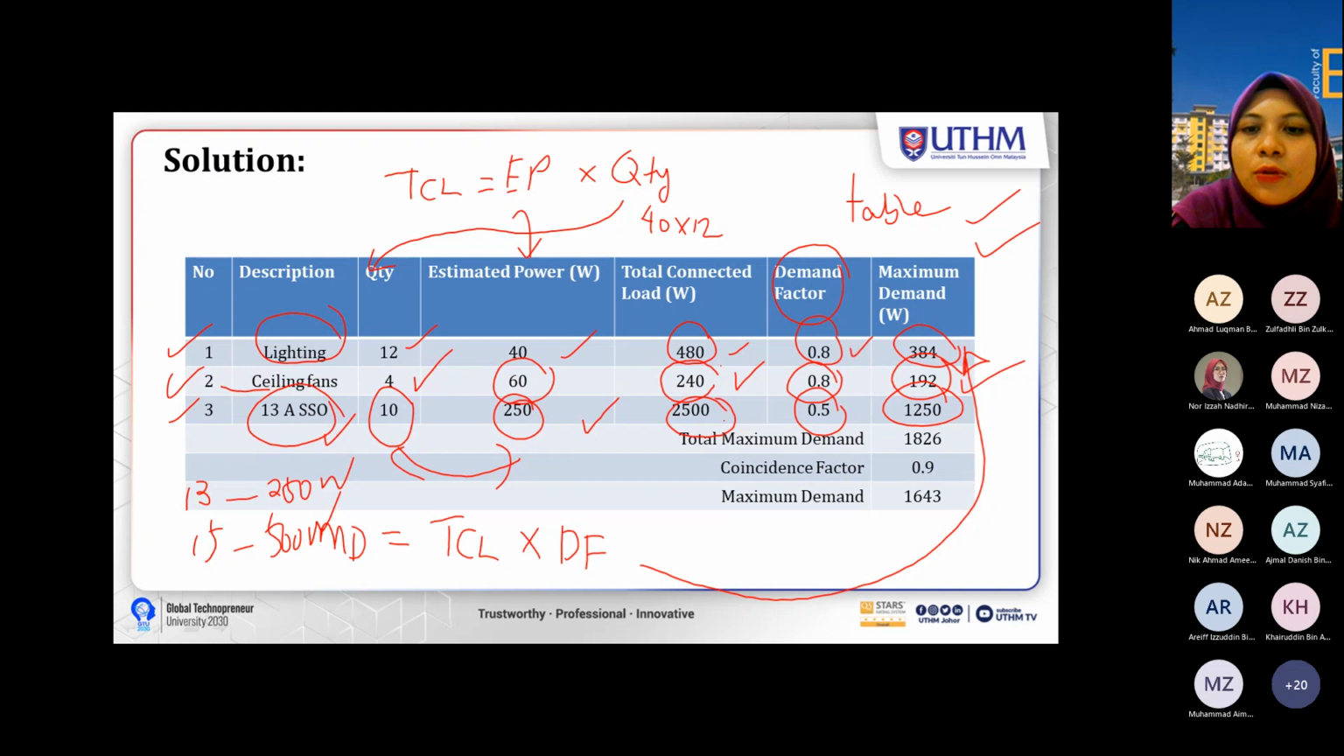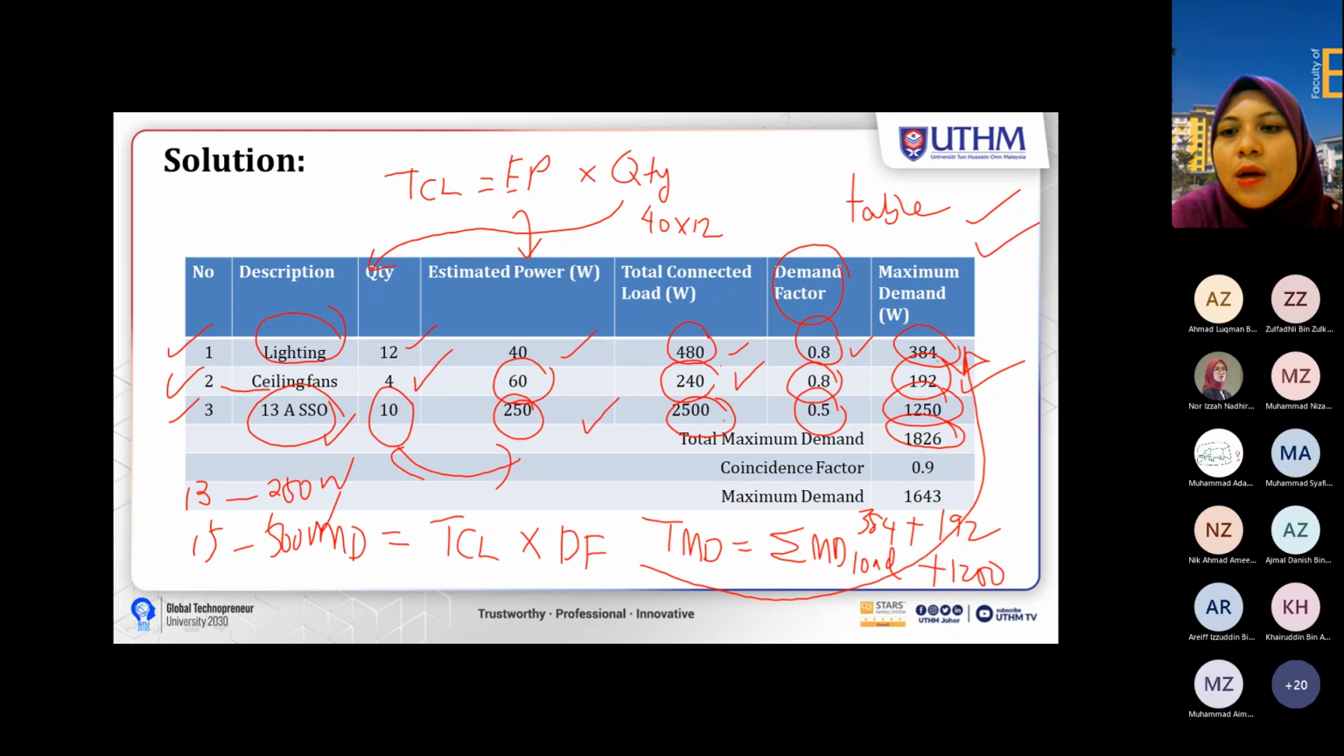Then you have to calculate the total maximum demand, TMD. TMD is the summation of the MD loads. So all the MD loads, you add them up: 384, 192 and 1250, and then you get 1826, the total maximum demand. Then you have to know the coincident factor. This one you can determine by the TNB ESA.